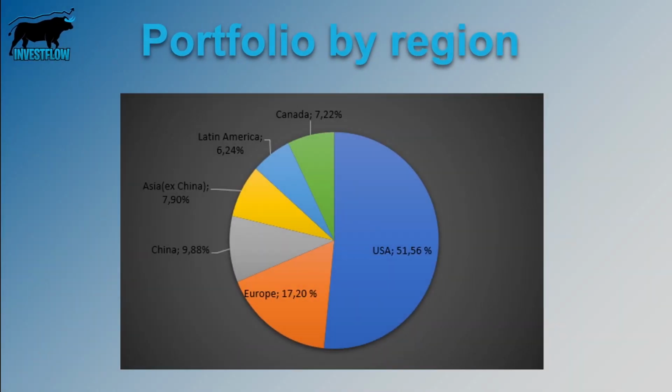Let's take a look at the regions where my companies reside. I wanted to have a nice split between emerging countries and developed countries. So I have around 80% between the United States of America with 51%, Europe with 17% and 7% in Canada, and around 20% between Asia and China and also Latin America.